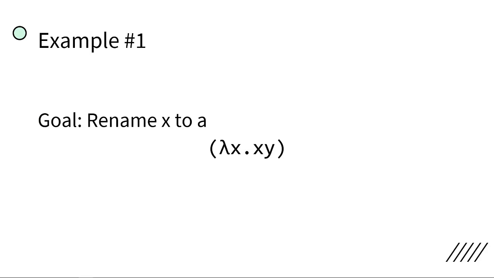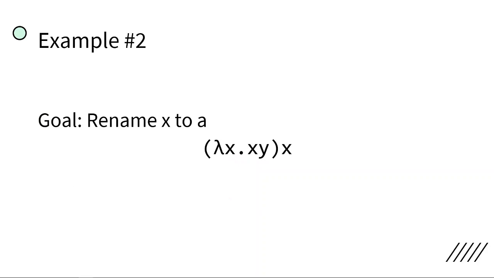Here, our goal is to rename x to A. So, easy. It can be renamed directly. We have lambda x.xy, and we get lambda a.ay. Second example, rename x to A.